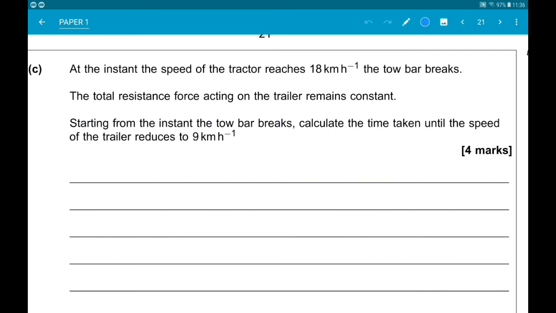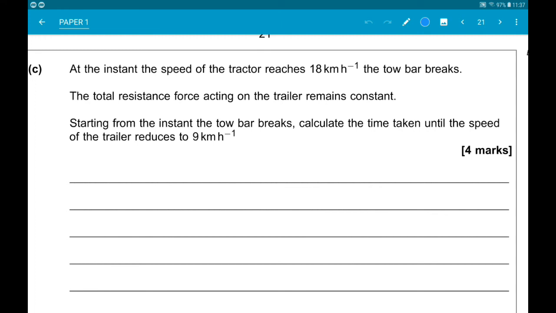Okay, then for the final part, a bit of a tricky one. So at the instant the speed of the tractor reaches 18 kilometers per hour, the tow bar breaks. The total resistant force acting on the trailer remains constant. We want to, starting from the instant the tow bar breaks, calculate the time taken until the speed of the trailer reduces to 9 kilometers per hour. Okay, so what do we know there?